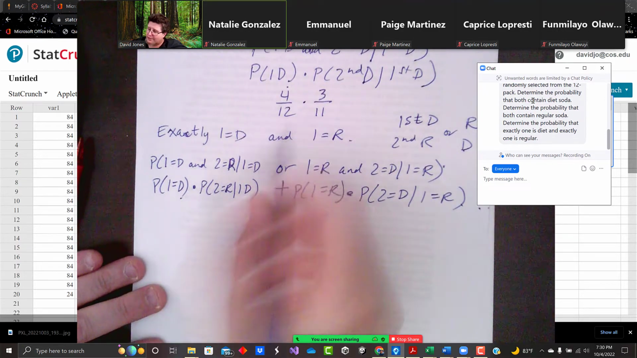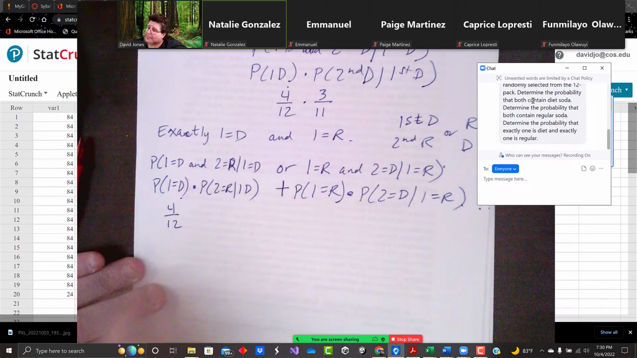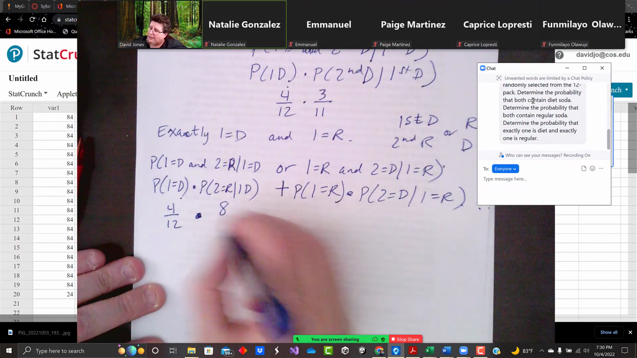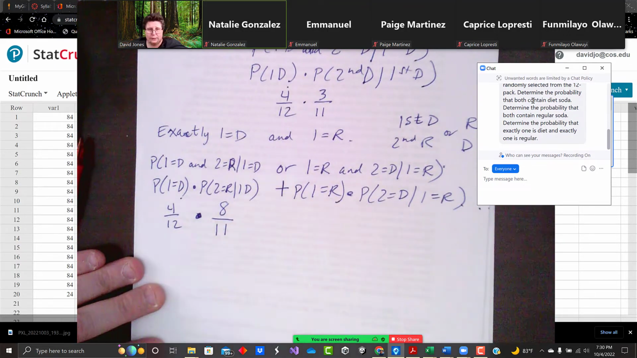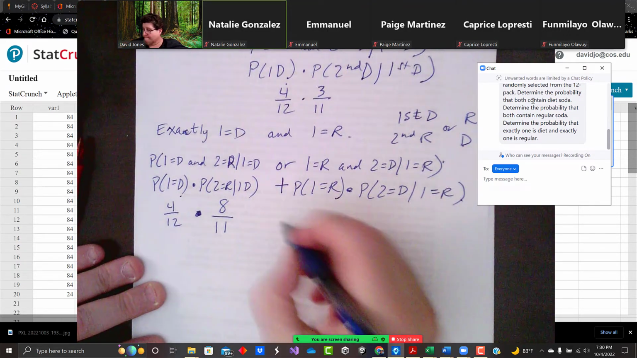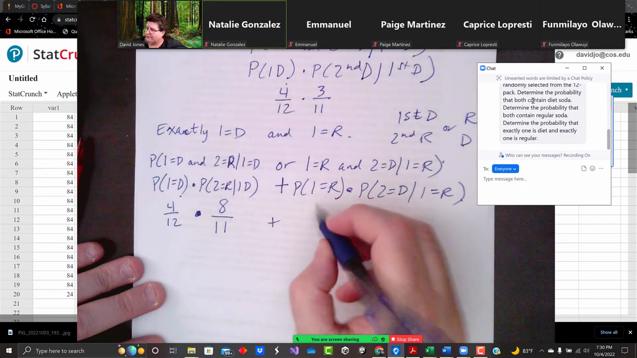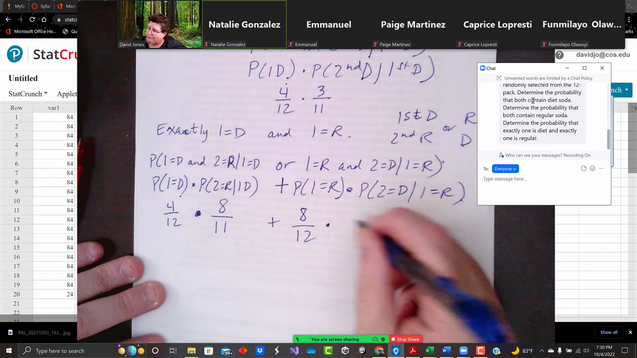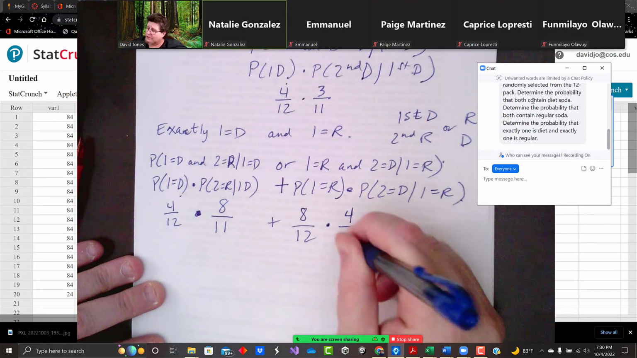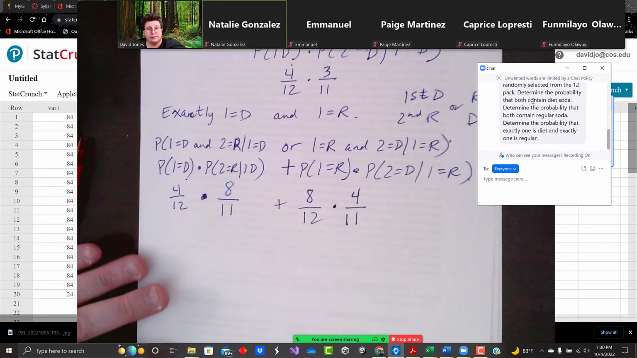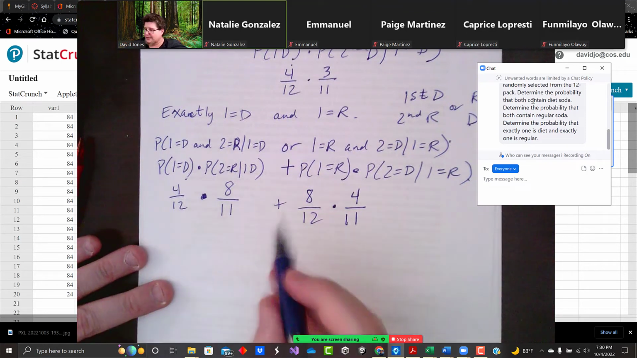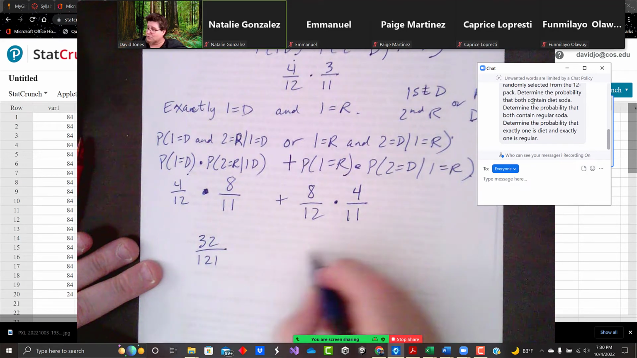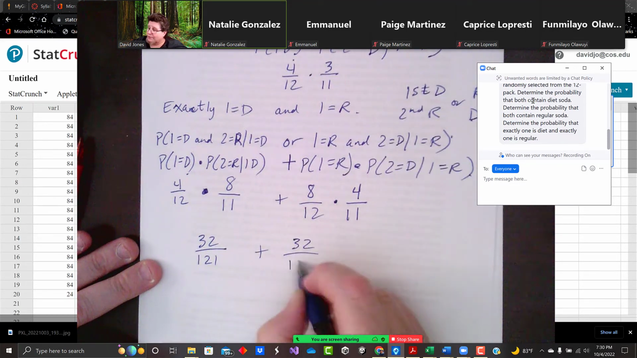The first one being diet, we already talked about, was 4 over 12. If the second one is regular, there are 8 regular cans in that 12-pack, but there's only 11 left. We pulled out one of the diets. And the probability of the first one being regular is 8 over 12. And the second one being diet, there's 4 diet cans because we didn't draw any out. There's only 11 left. You'll see that these are identically the same. 4 times 8 is 32. 12 times 11 is 132, and that happens on both of them.